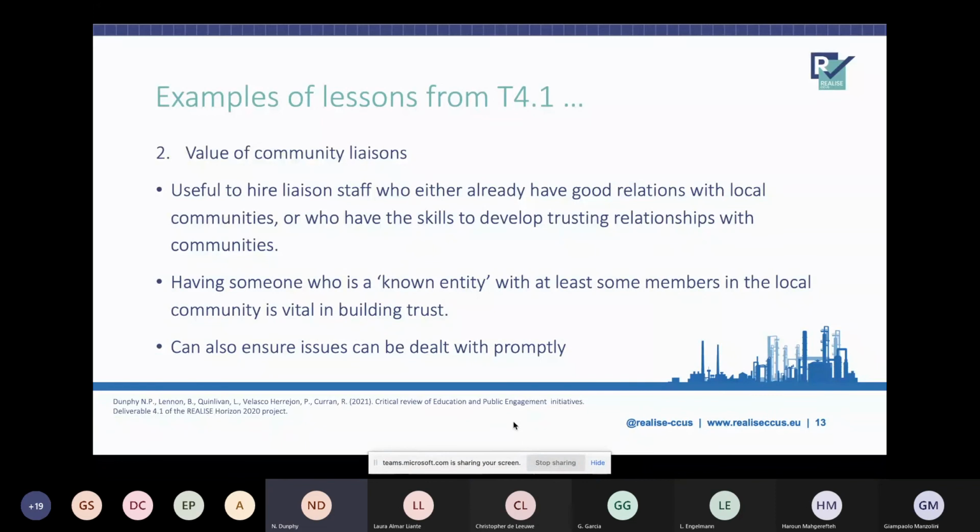Also, having somebody who is a known entity in the community, or at least with some members of the community, is vital in building trust. Having these community liaisons can ensure that issues can be dealt with promptly and preempt any challenges, any problems.